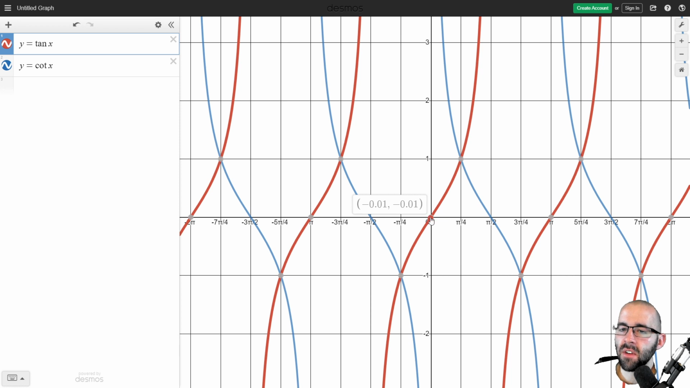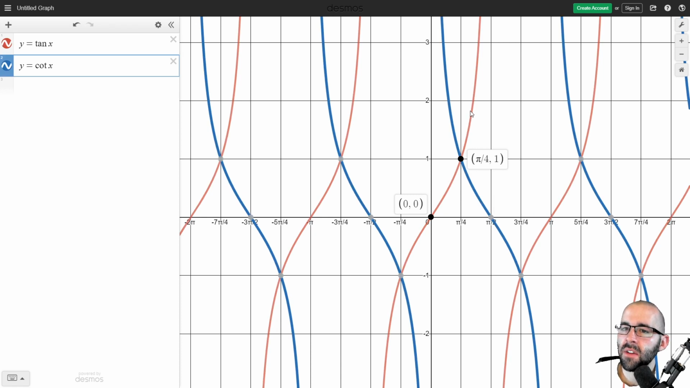These are reciprocal functions, not inverse functions. That's the next section. So what is the reciprocal of 0? Well, the reciprocal of 0 is undefined. And as you can see, cotangent, the blue one, is shooting off towards infinity at 0. What is the reciprocal of 1? If you flip a 1 upside down, it's still a 1. So that's why this point is on both graphs. Likewise, the red one, tangent, has an asymptote at pi over 2, and the reciprocal function cotangent has a 0 at pi over 2.